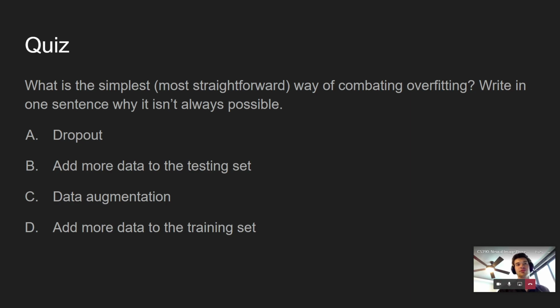So would the most straightforward way just be adding more data, I guess? Yep, that is probably the best answer there. The correct answer here is yeah, it's D. Add more data to the training set. The reason why it may be simple, but it's not always the best answer is because you can't always do that. It's sometimes very hard to get more data, especially at a large scale. But yeah, that is correct there.